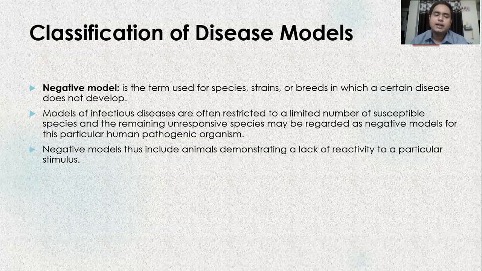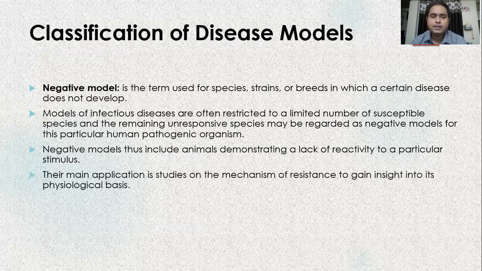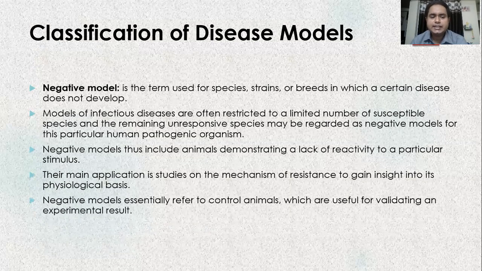You can think of several diseases that cannot be reproduced in an animal model. So the main application is the study of the mechanism of resistance, to gain insight into the physiological basis. The negative model is essentially referred to as a control model, so control animals are useful for validating an experimental result.